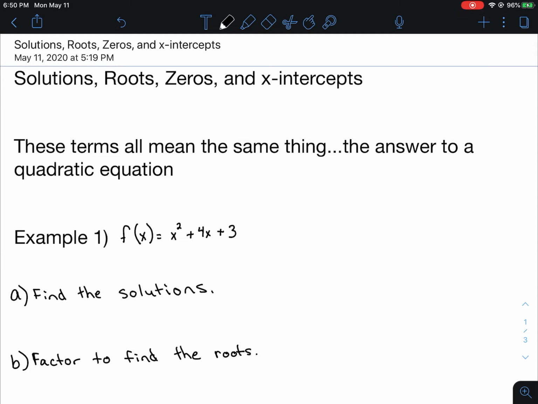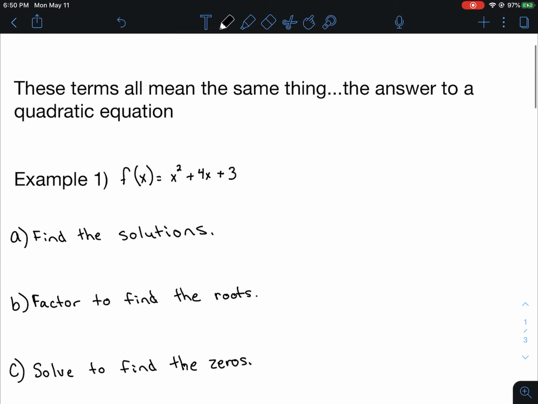Not always. But remember that the word x-intercept, or intercept in general, means whichever one you aren't finding, the other one is zero. So when you find an x-intercept, you do need to make sure that you are writing it as an ordered pair. That's the difference between a solution, root, and a zero. Solutions, roots, and zeros are all the same, but x-intercepts do need to be written as an ordered pair. So these terms all mean the same thing. They answer a quadratic equation.